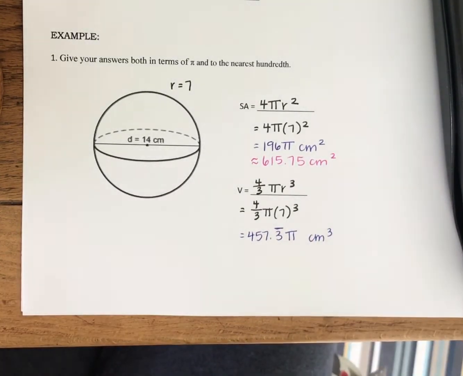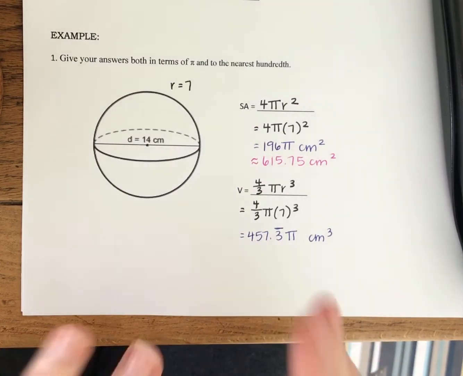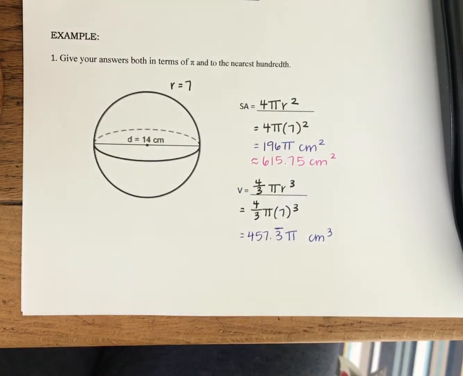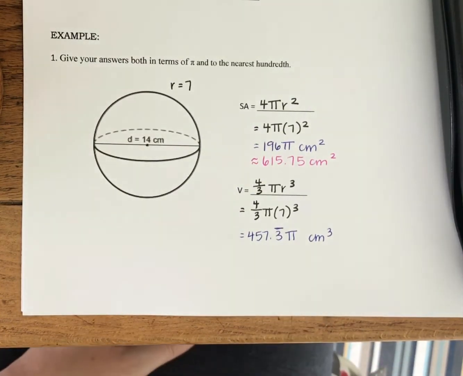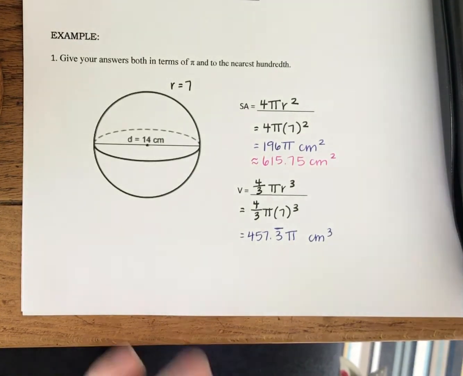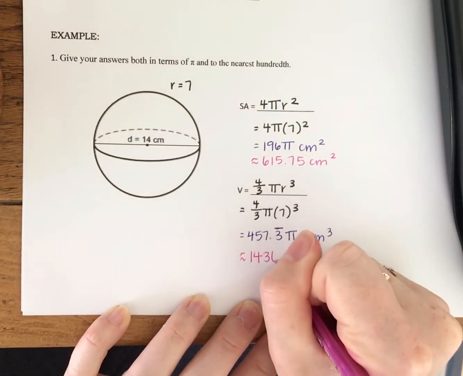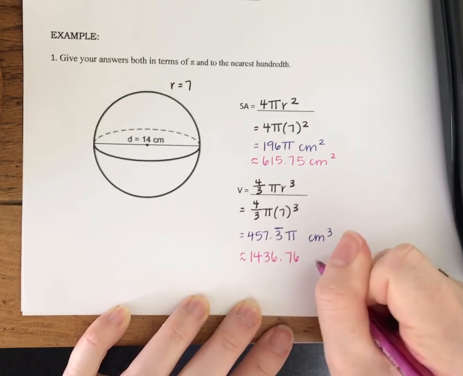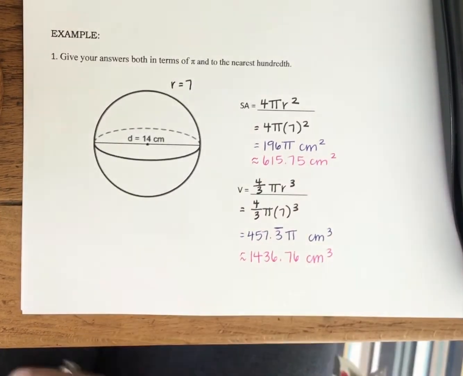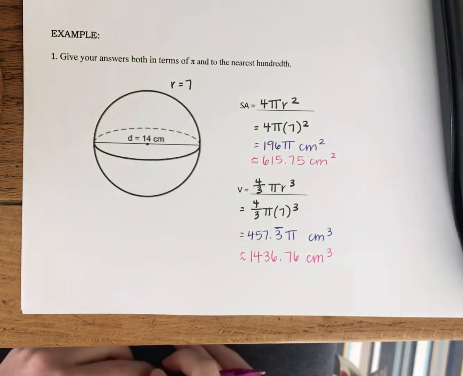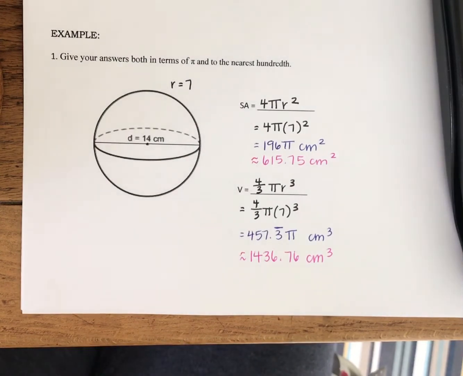We would not ask you guys to type one in like that on the practice. It just so happens that this one ends up being kind of weird. All right, and then rounded to the nearest hundredth is approximately 1,436.76 centimeters cubed. All right, and there you have it, your last lesson for distance learning.